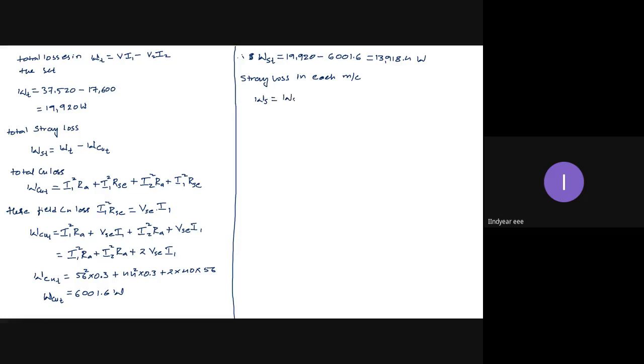It is WST by 2. These statements, whatever we write now, these stray loss in each machine, total stray loss, these are very important sometimes. You should not forget writing in your solution. Even when you are practicing, even when you are noting down, and even when you are writing an exam, that will give a very clear picture.